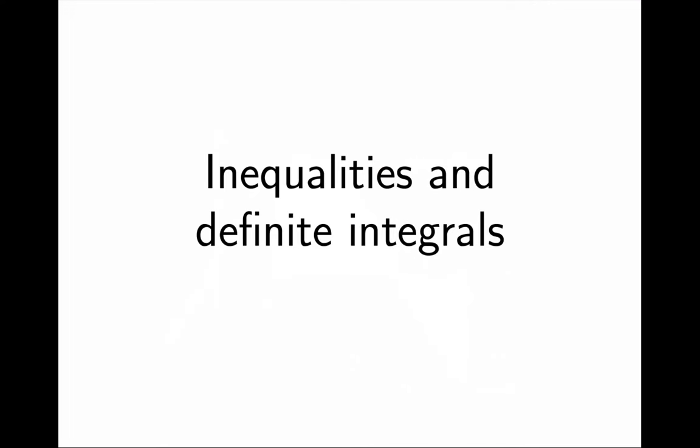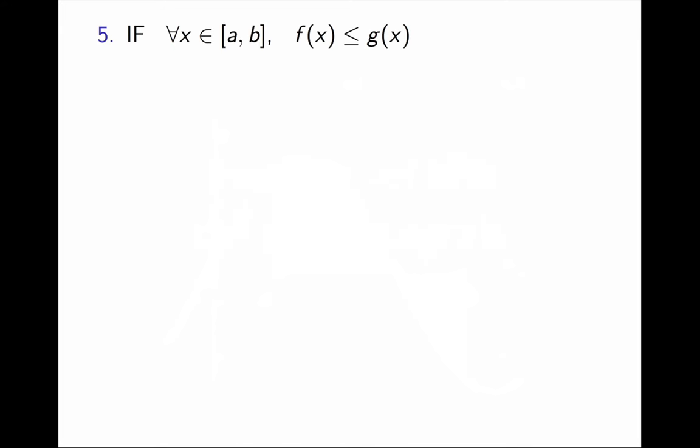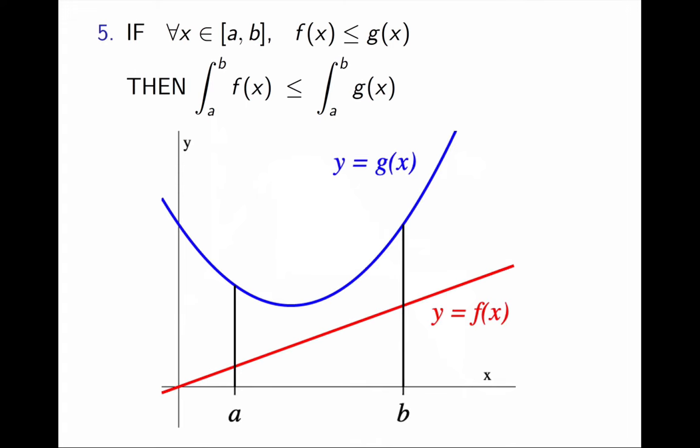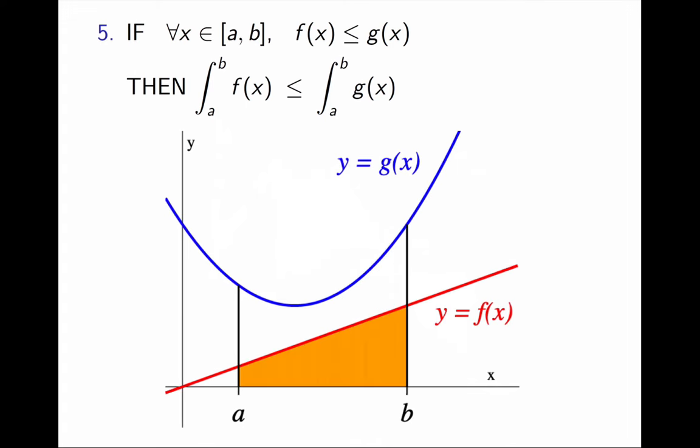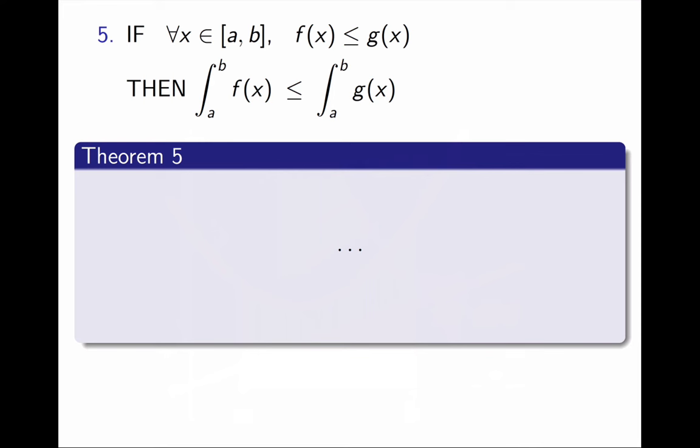Finally, the last property deals with inequalities and integrals. If I have two functions f and g, and f of x is less than or equal to g of x for all x in the interval, then the integral of f is less than or equal to the integral of g. This one also makes sense geometrically. Just compare one area with the other area. Unlike the other properties, I should write it more rigorously as a theorem, paying attention to what must be integrable on what, but I will leave that as an exercise.